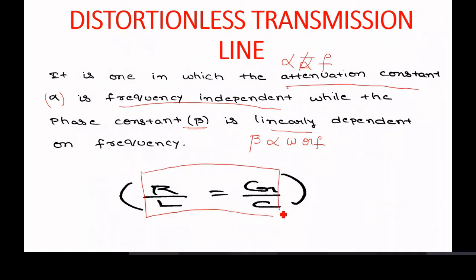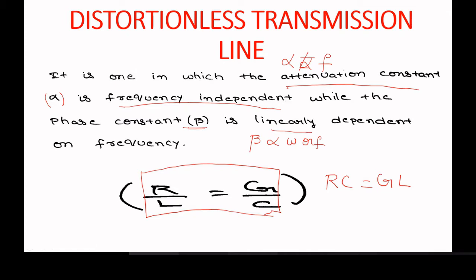Only when R by L is equal to G by C, or you can write it as RC is equal to GL, are these two conditions satisfied. Only if we take this condition will alpha, the attenuation constant, be independent of frequency, whereas the phase constant will be linearly dependent on frequency. So we have to take this condition in order to satisfy the above two conditions.